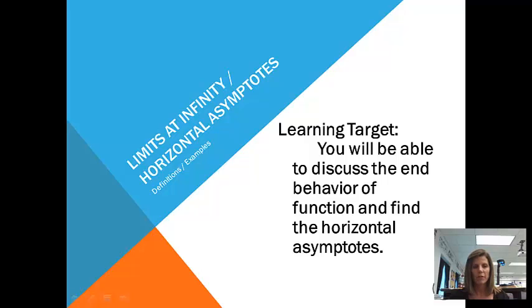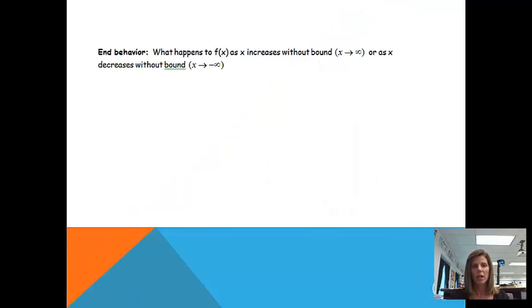So far we've discussed limits where we get an answer of infinity and vertical asymptotes. Now it's time to find limits at infinity and horizontal asymptotes. At the end of this lesson, you'll be able to discuss the end behavior of a function and find the horizontal asymptotes. All right, what exactly is end behavior?